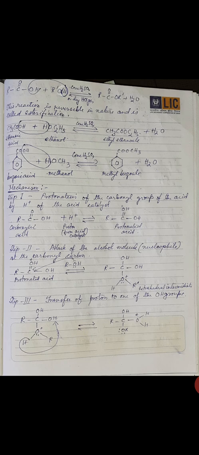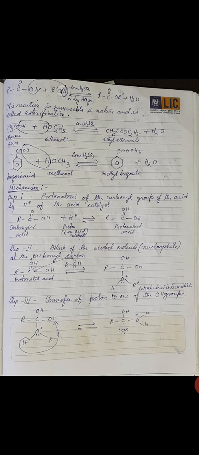You can see the reversible reaction. The arrow of the reversible reaction is given. Same as benzoic acid reacts with methanol in the presence of conc H2SO4. It gives methyl benzoate plus water. Now the mechanism, step 1. First, the protonation of the carboxyl group of the acid by H+ of the acid catalyst. So carboxylic acid reacts with the proton which we have got from the acid catalyst and we are getting protonated acid.